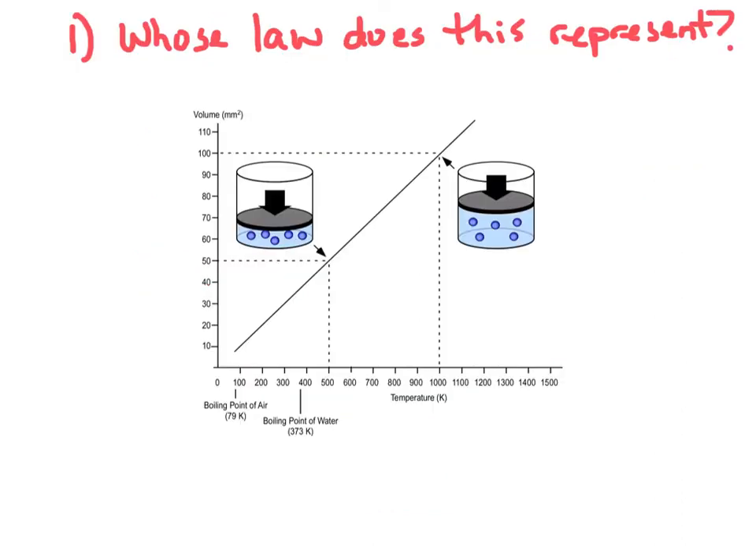So now I've got a series of 5 questions that I want you to do at the end of your notes. First of all, I want you to look at this chart. This is volume versus temperature, and it's showing at 2 different points what these end up looking like. It's this situation and this situation, and I want to know whose law that would represent: Boyle's, Charles's, Gay-Lussac's, or the combined gas law. So you go ahead and do that one.